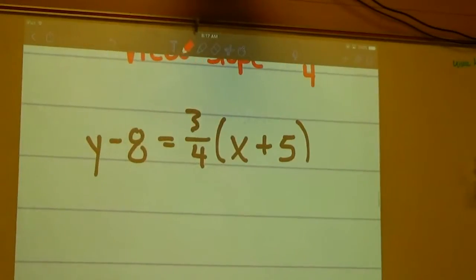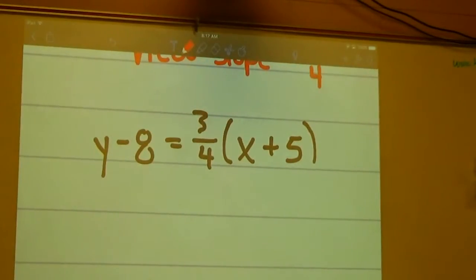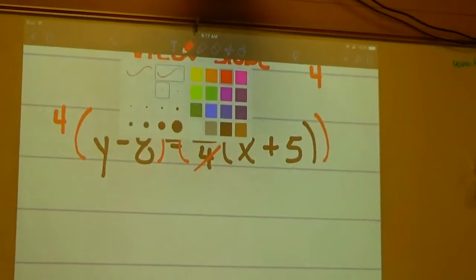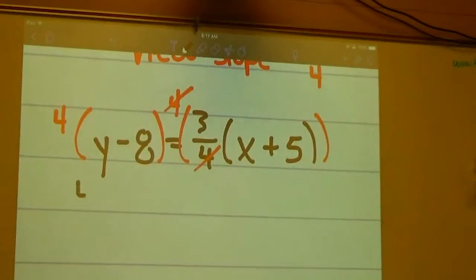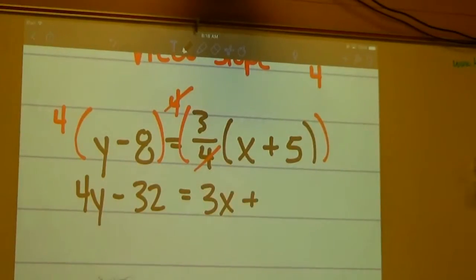What am I going to multiply by if I want to get rid of the fraction? I'm going to multiply by 4. So the 4's cancel on the right side. On the left, 4 times y is 4y, and 4 times negative 8 is negative 32. 3 times x is 3x, and 3 times 5 is 15.